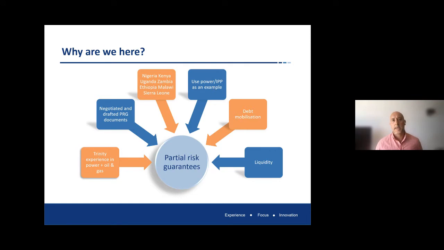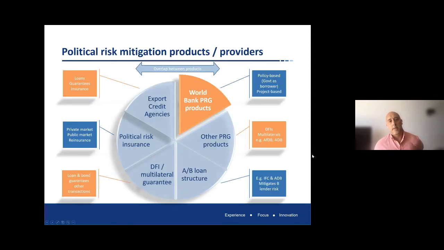On the next slide, I'm going to try to put the PRG into the context of political risk mitigation products and providers as a whole. So before I go around this pie chart, as we said at the top there is overlap between these. So this is more of a Venn diagram perhaps than I've made it look.